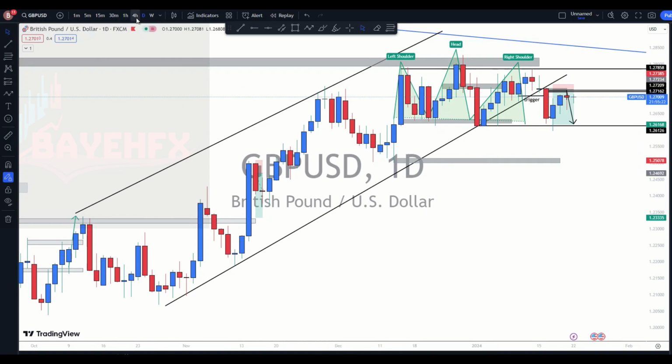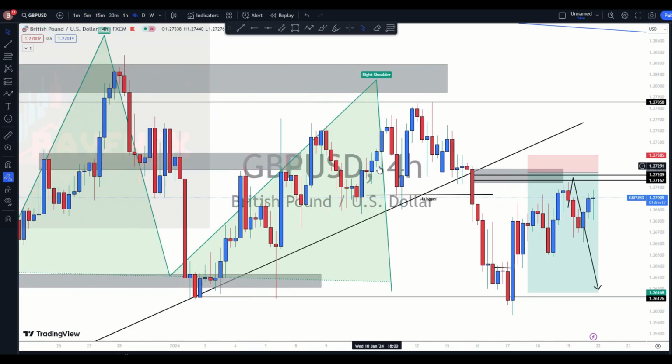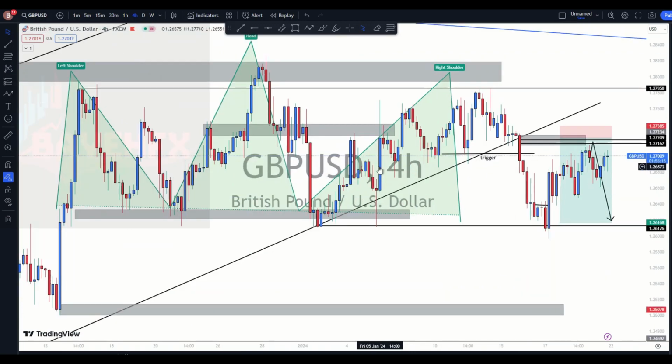So let's go back to the 4 hours time frame. Right, if you check the 4 hours time frame, there's a nice setup here, right?